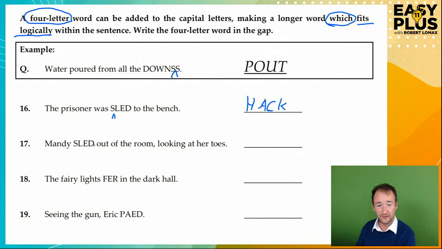Mandy sled, this is another sled, we've got two sleds in a row. It's like Christmas. Mandy sled out of the room looking at her toes. Okay. I mean, it almost makes sense. You could say slid, and then it would actually work. But anyway, Mandy sled or something out of the room looking at her toes. Now, there are lots of ways of leaving a room, but what does it mean if you're looking at your toes? How would you walk like that?